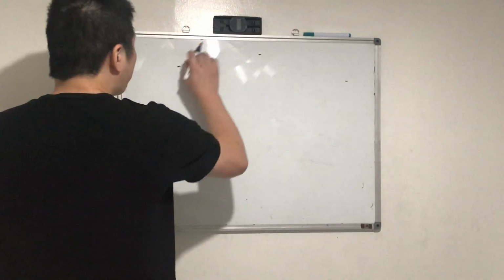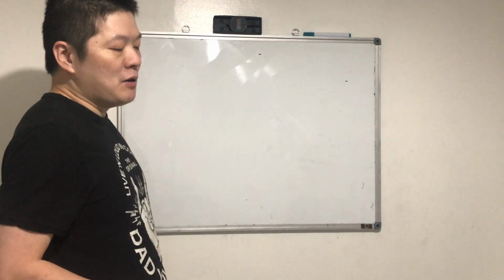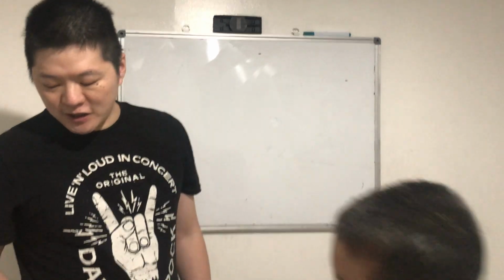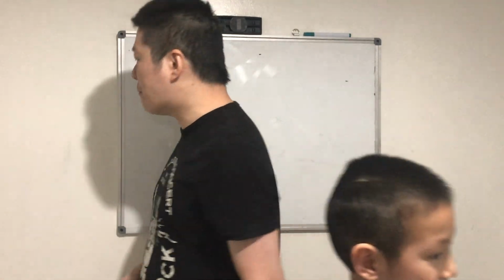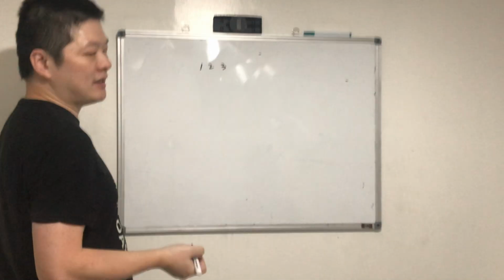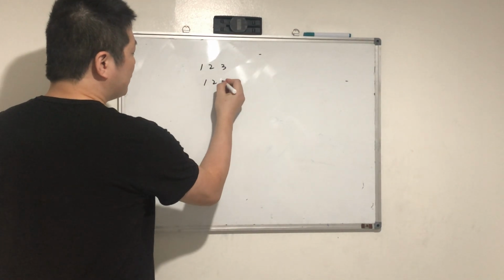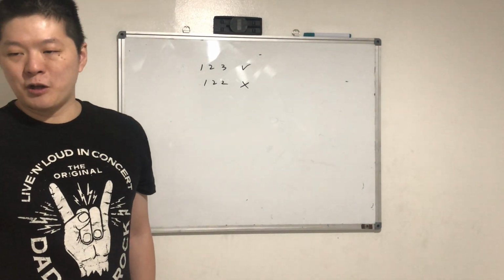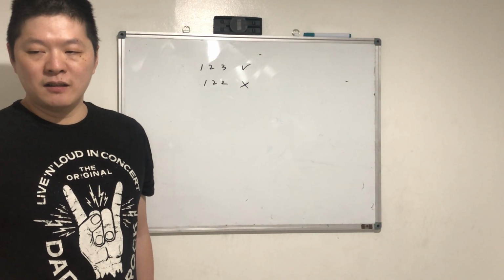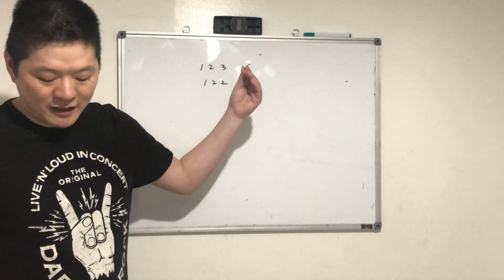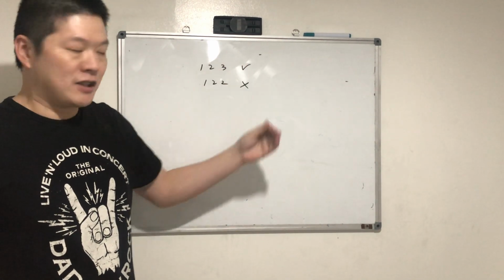Okay, let's do it. So, today we're going to count the numbers with unique digits. So, what are the numbers with unique digits? Like 1, 2, 3, this is unique digit. But 1, 2, 2, this is not unique digit because 2 appears twice. How about appearing 3 times? If it appears more than 1 time, it's not unique digit.